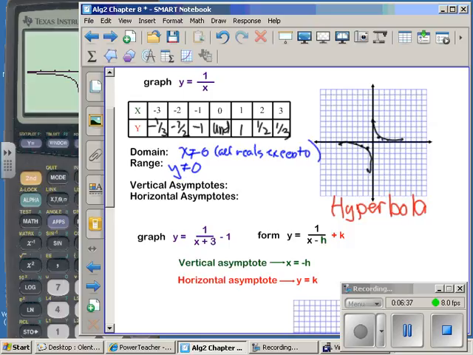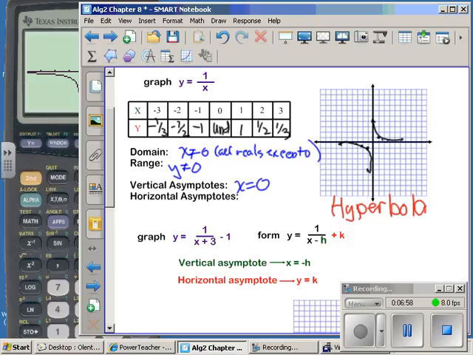Y equals 1 over x. No. What's the equation? We just said that this is my vertical asymptote, right? So what is it? What's the equation of that line? Y equals 0. X equals 0. Y equals 0 too. Okay, not for vertical. Now what's the equation of the vertical, or the horizontal asymptote?